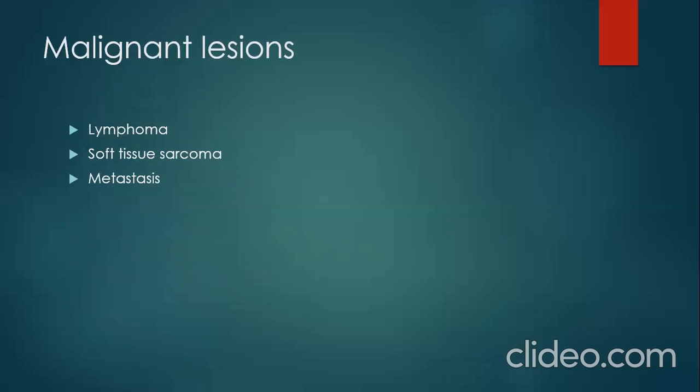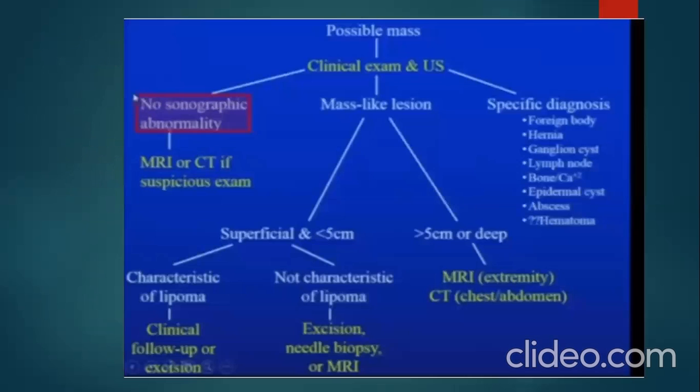Then the malignant lesions that we usually encounter are lymphoma, soft tissue sarcoma, and you might also get metastasis from a distant primary tumor. So this is just the protocol that you might use when you are dealing with these lumps and bumps. When you identify a possible mass on clinical examination and on ultrasound, sometimes, as I mentioned earlier, the ultrasound can give a specific diagnosis.